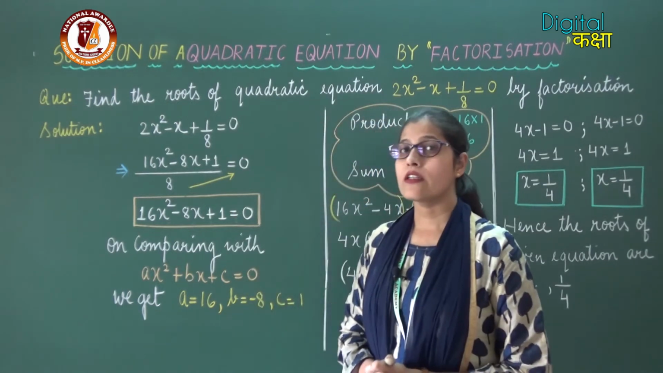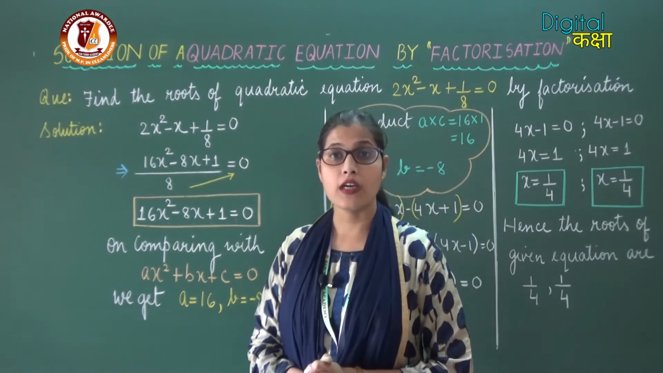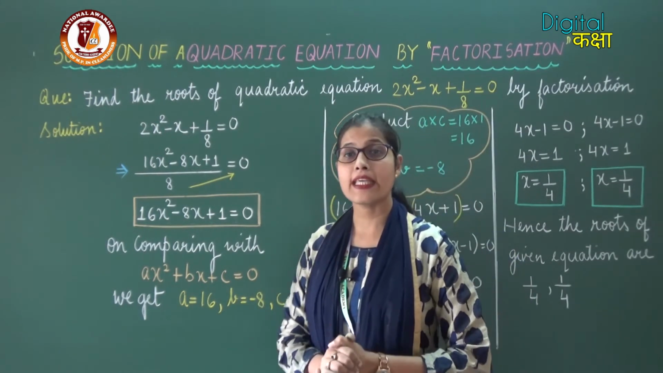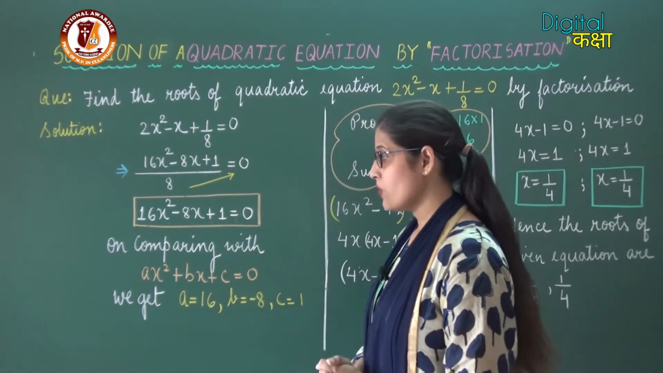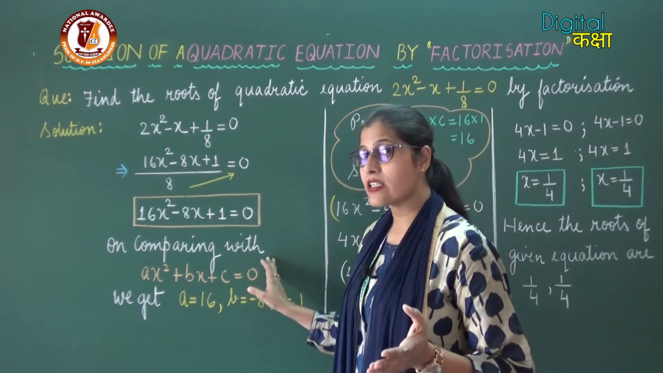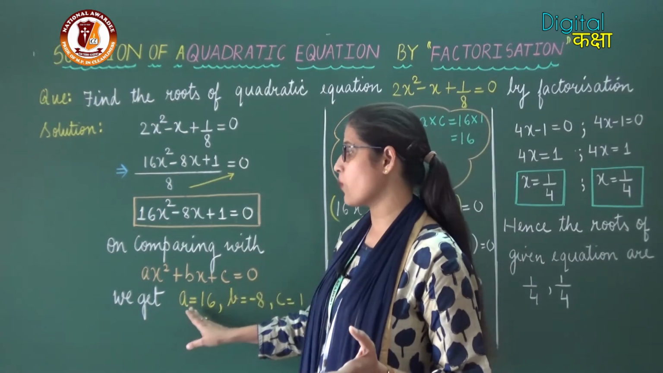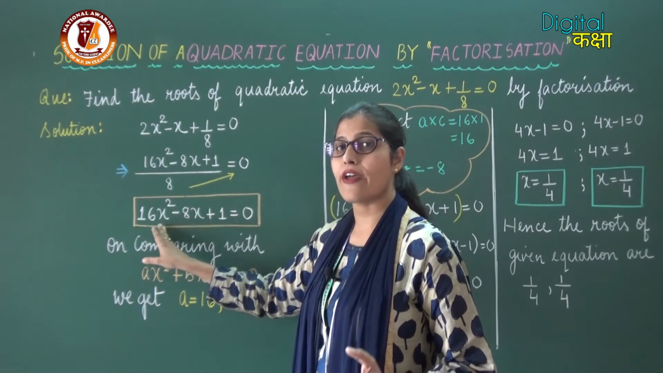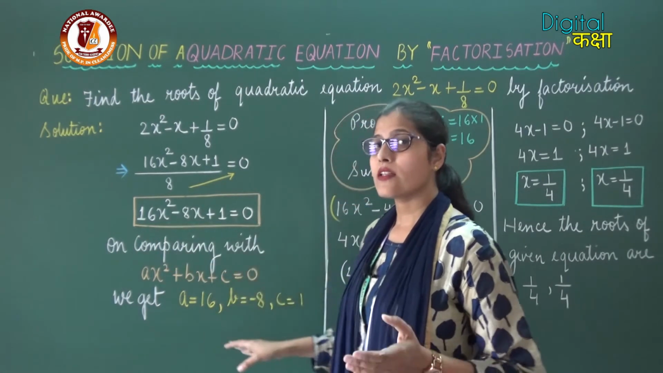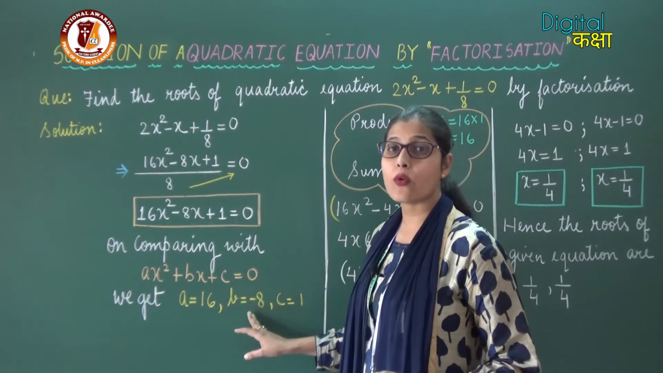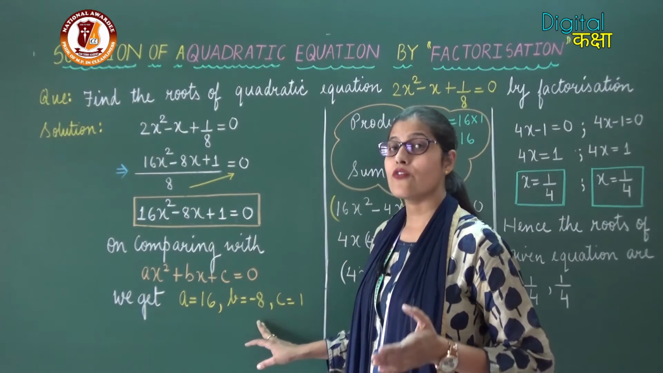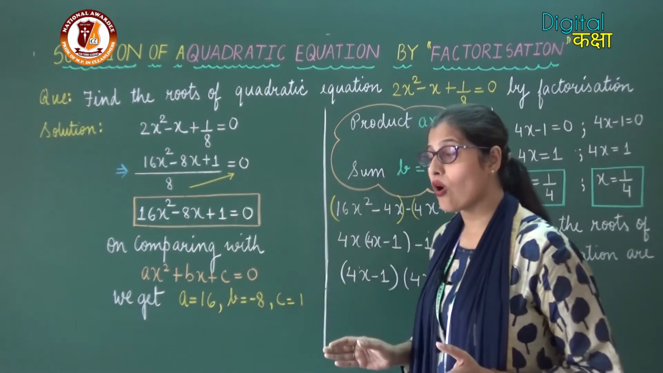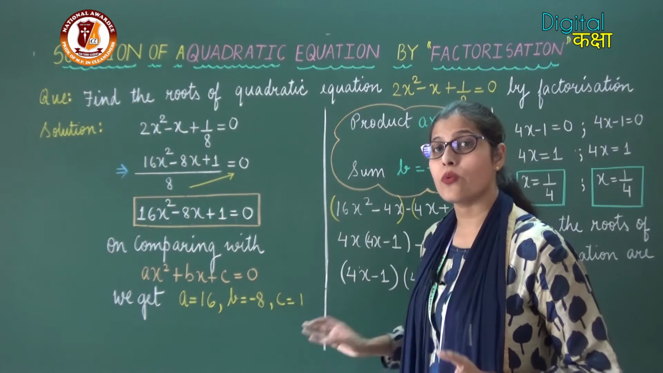We will compare the new equation with the standard form and find the values of a, b and c. So, on comparing, we will get the value of a equals 16. As you can see here, the coefficient of x square is 16. The value of b will be equal to minus 8, which is the coefficient of x, and the value of c is equal to 1.